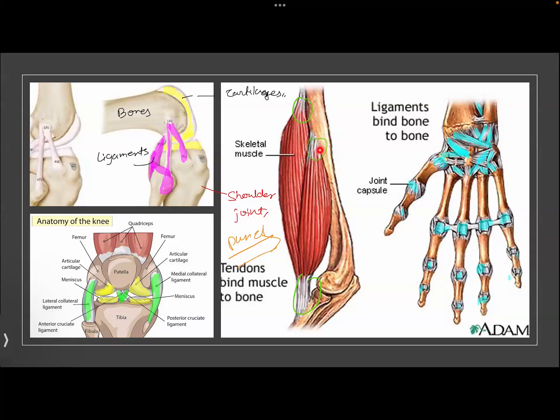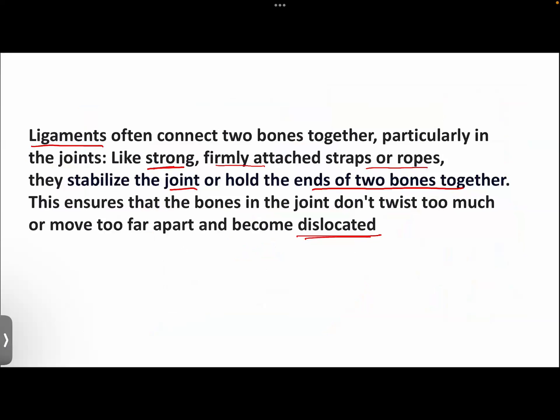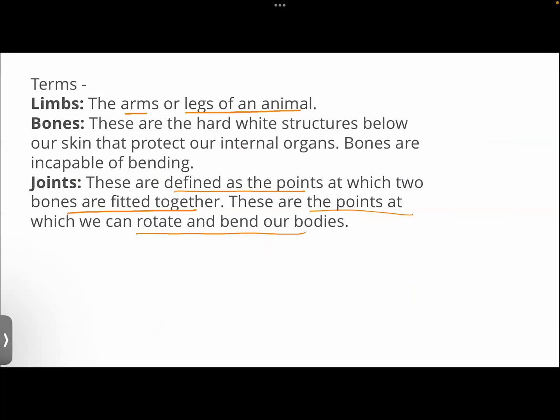Like see, this and this. Will these bones be able to move themselves? No, sir. No. So they will be able to move with the help of the muscles. It's the muscles that will be helping the bones to move. Okay. Then we did learn about terms like joints.